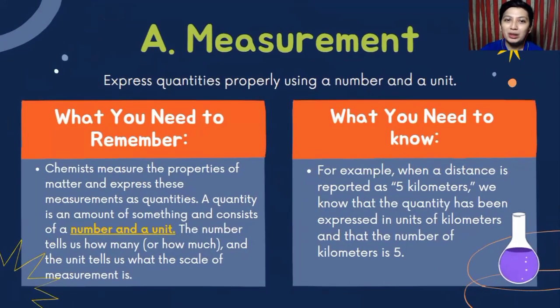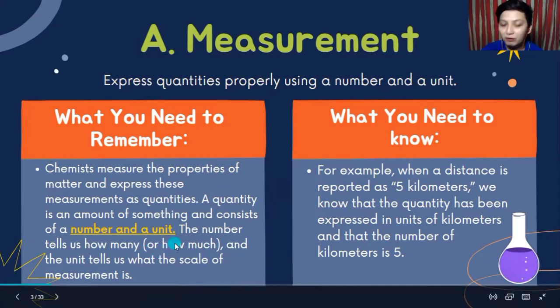First and foremost, we need to know what measurement is because our goal is to express quantity properly using a number and a unit. So what we need to remember is that chemists measure the properties of matter and express these measurements as quantities, meaning to say in numbers. A quantity is an amount of something and consists of a number and a unit. So do not forget that, a number and a unit.